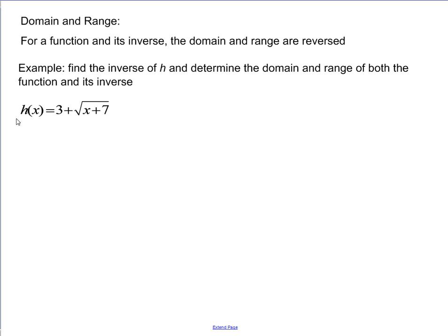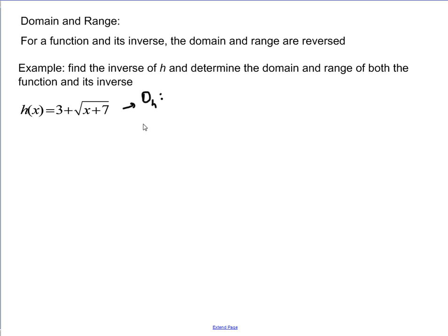First of all, let's say that we're interested in finding the inverse of a function, in this case h of x, and determining the domain and range of both a function and its inverse. Well, we already know how to find the domain of h, right? Remember, if we've got a radical expression, we find the domain by setting the argument greater than or equal to 0.